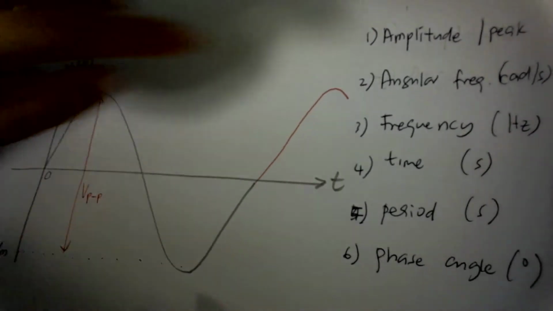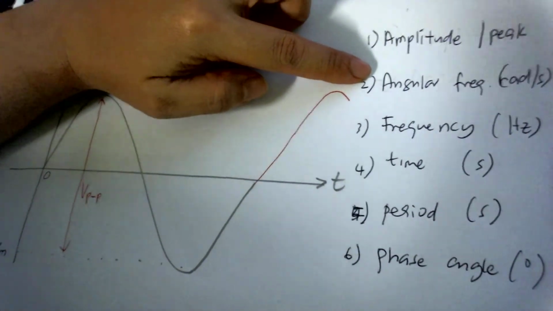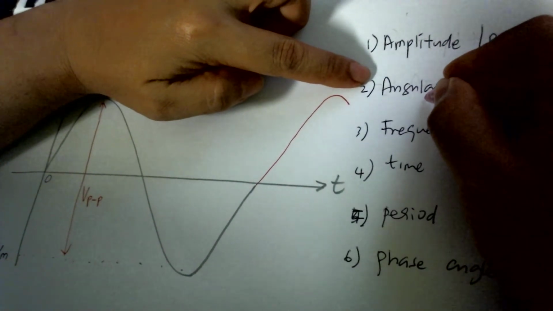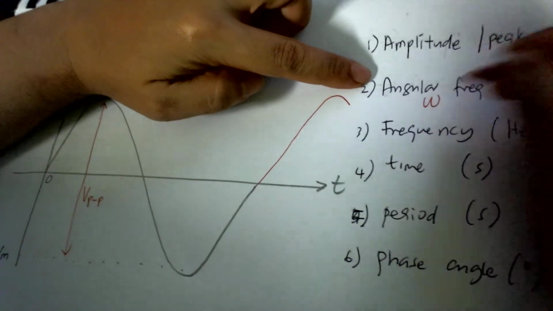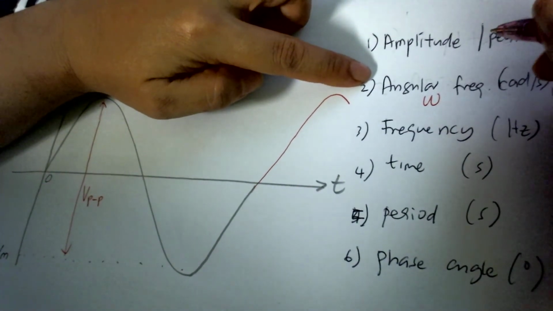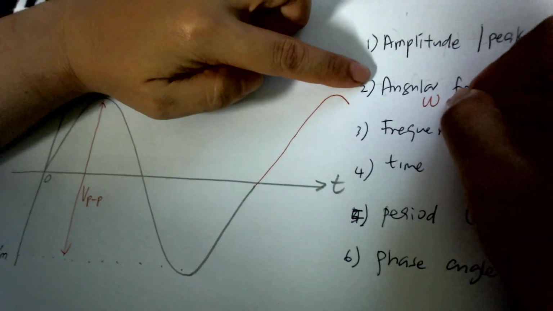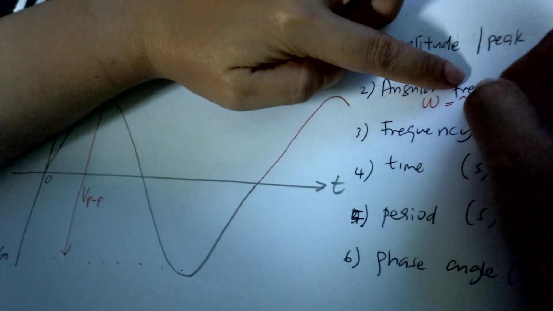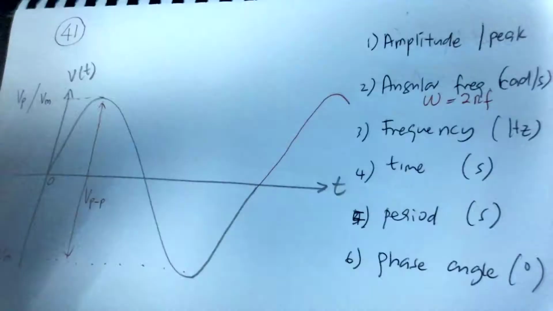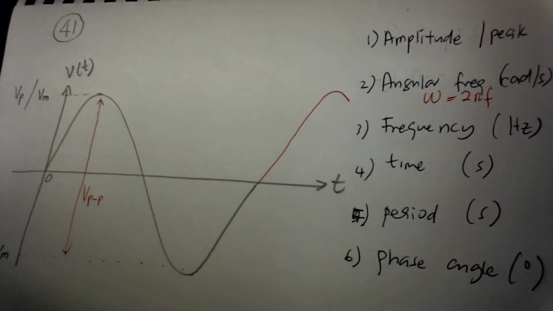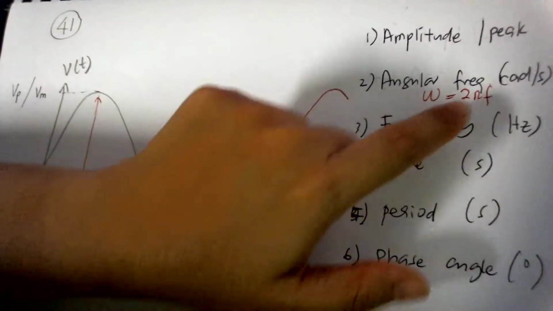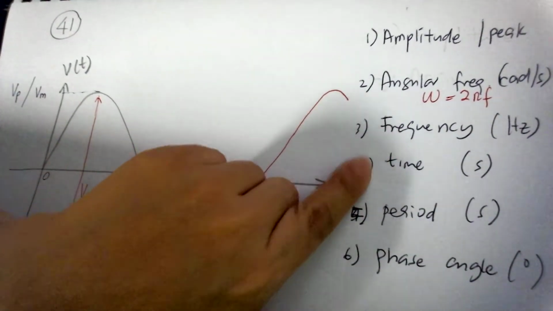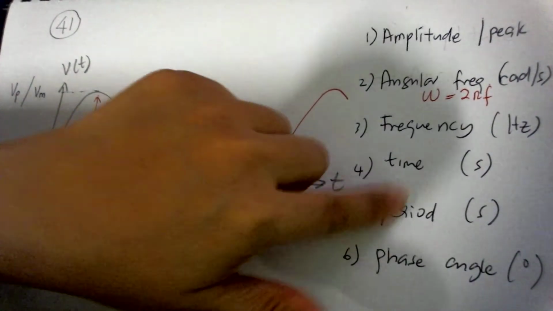The second one is the angular frequency. It's easier if you can recognize the symbol, omega. How to get omega depends on the frequency. That's why we call it angular frequency, which comes from the equation 2 pi f. To calculate the angular frequency, we find the frequency first. The frequency depends on the time, or the period, which is actually the same.